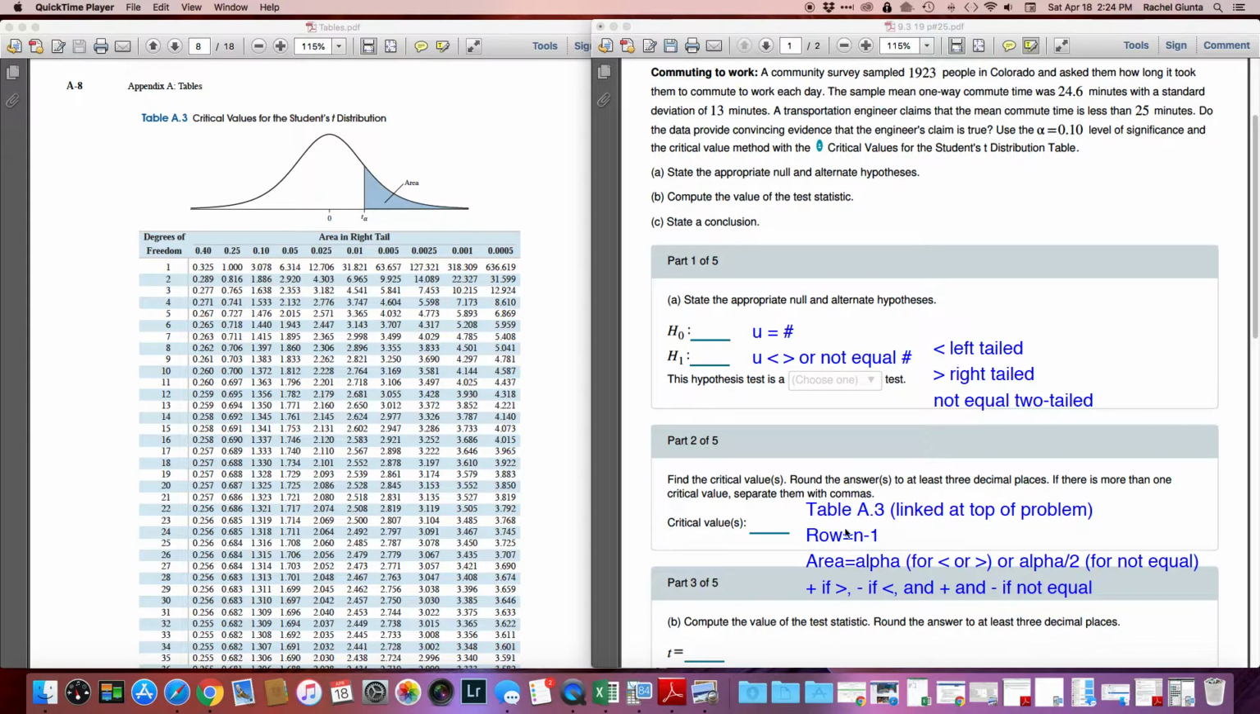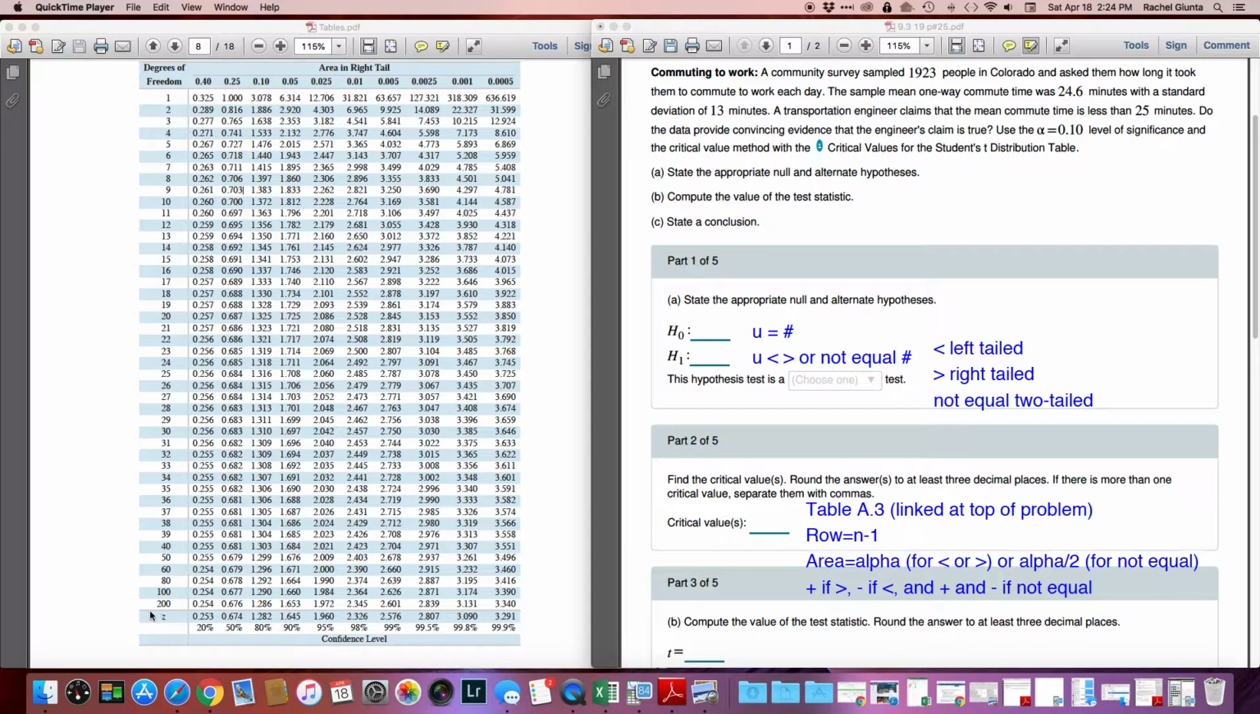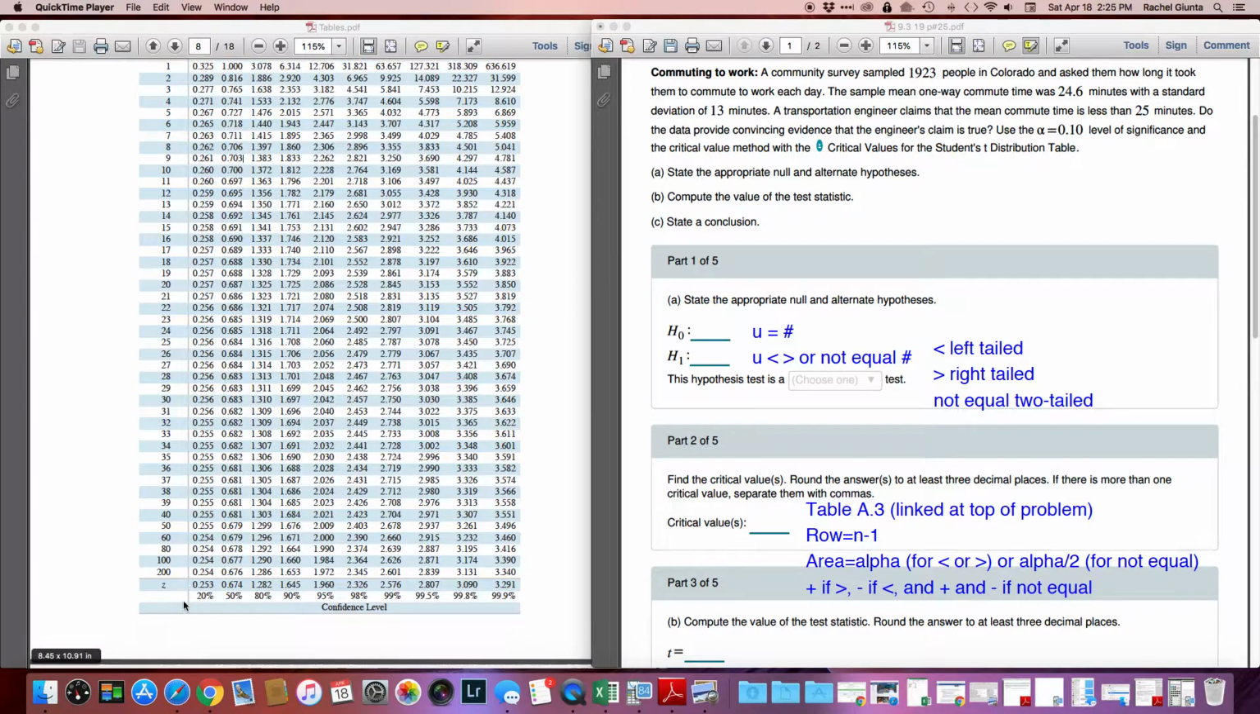So first you need to figure out which row we're going to use, and the row is not sample size, it's degrees of freedom, so we need to find the sample size and subtract one from it. In this case, the sample size is a really big number, 1,923. The degrees of freedom only goes up to 200, so even when you subtract 1 from this, it's much larger than 200. And anytime you've got a number that is a lot bigger than 200, then you use this bottom row, which is Z, which basically just means a really big sample size.